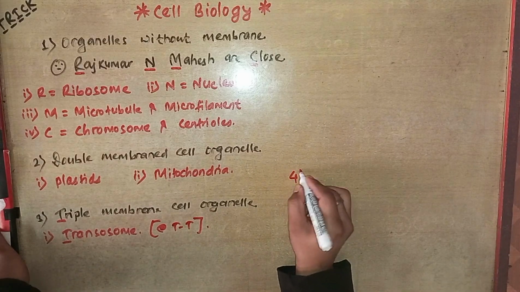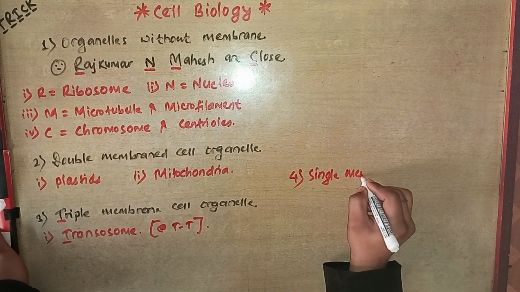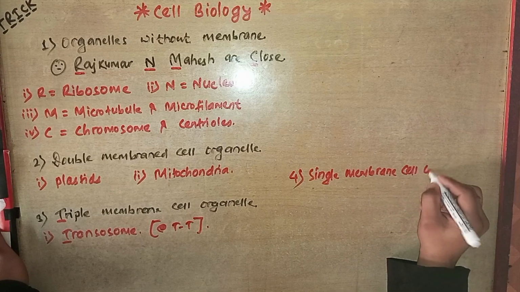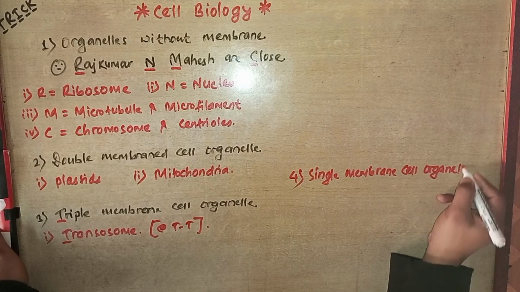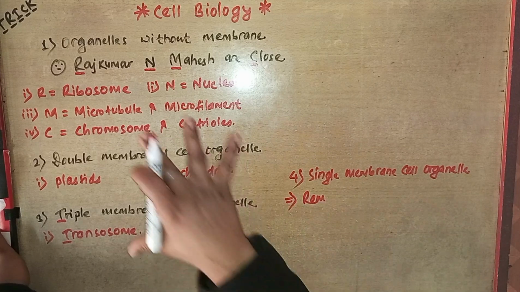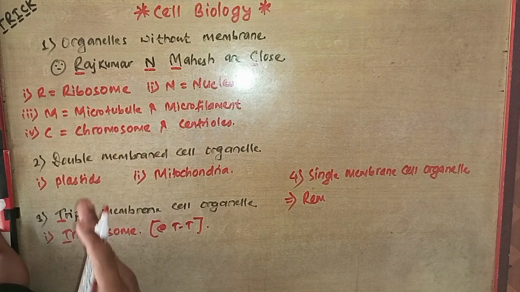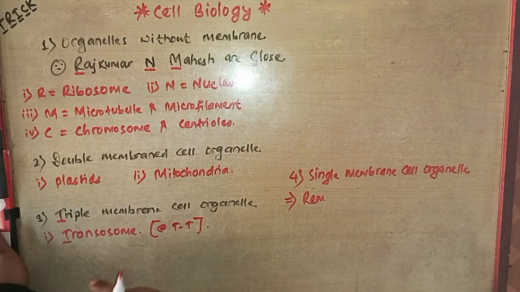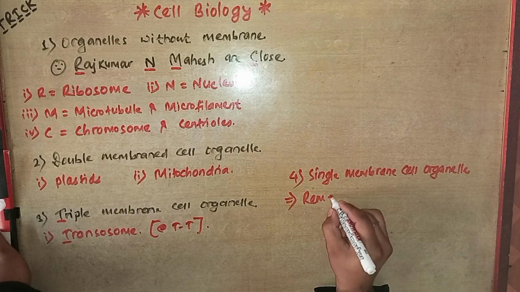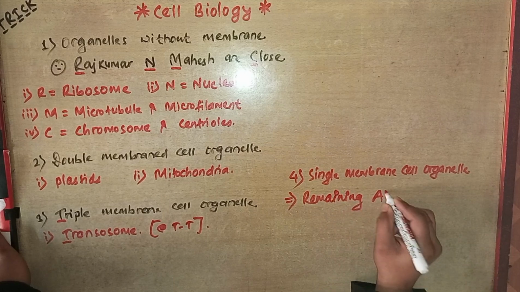And in fourth, single membrane cell organelles. That is all the remaining ones except these: organelles without membrane, double membrane cell organelles, and triple membrane cell organelles. All the remaining are single membrane cell organelles.